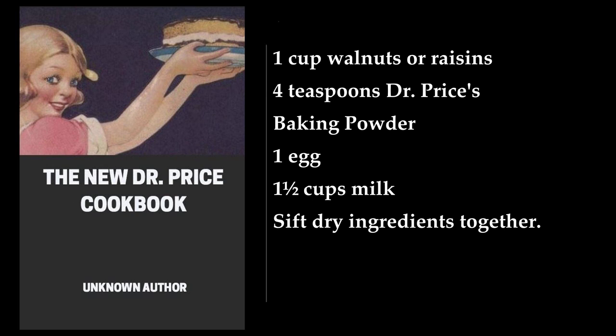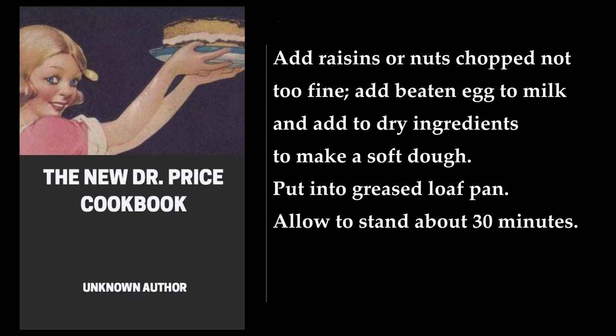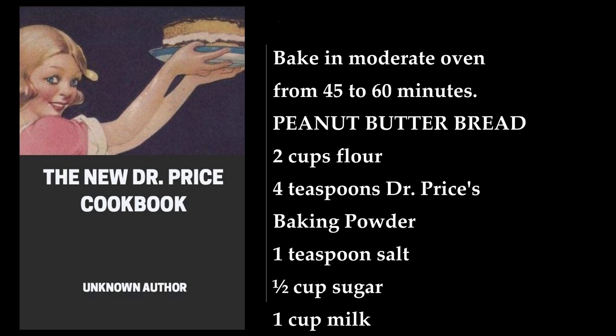1½ cups milk. Sift dry ingredients together. Add raisins or nuts chopped not too fine, add beaten egg to milk and add to dry ingredients to make a soft dough. Put into greased loaf pan. Allow to stand about 30 minutes. Bake in moderate oven from 45 to 60 minutes.